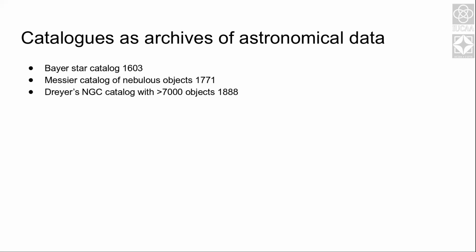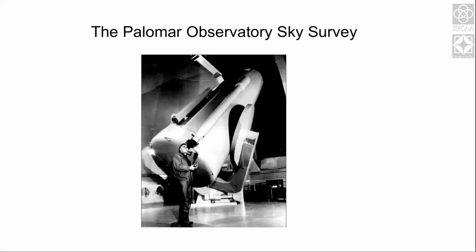So as you can see, working with catalogs is not a new idea, but what we really would like to do is look at data which is richer. And one of the ways you can look at richer data is to look at images of the sky. And in the 1950s, a very large survey of the sky was carried out with this telescope. This is the 48-inch Schmidt telescope at Palomar Observatory. And the gentleman you see standing in front is Edwin Hubble, who discovered the expansion of the universe.